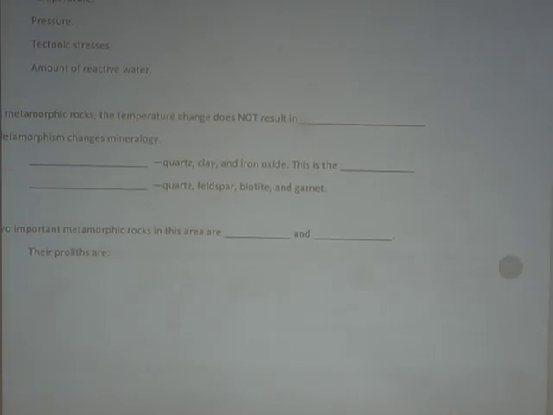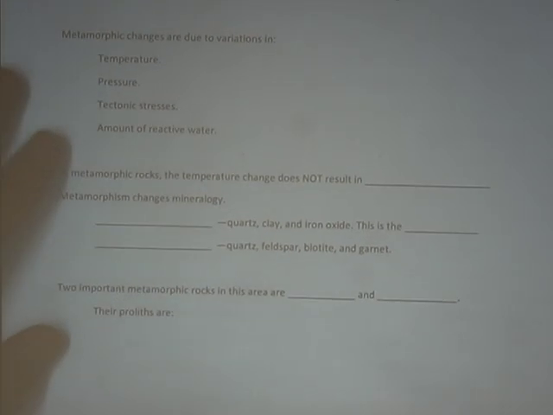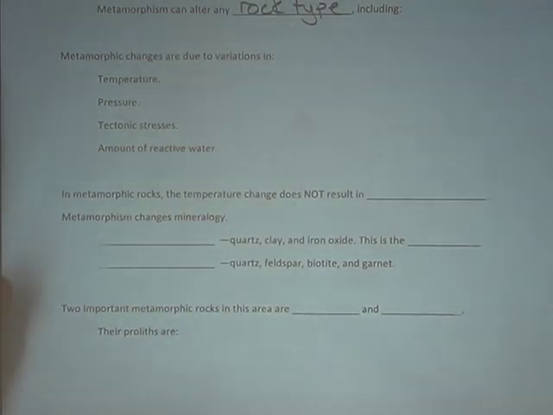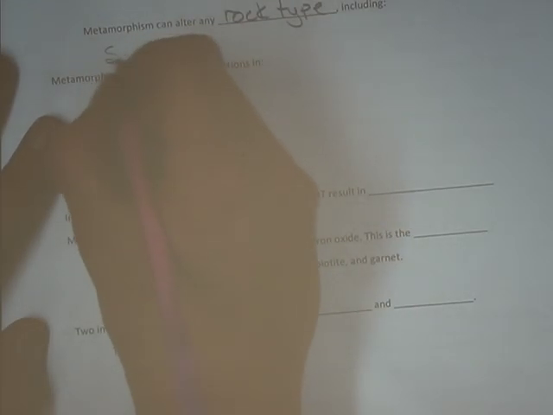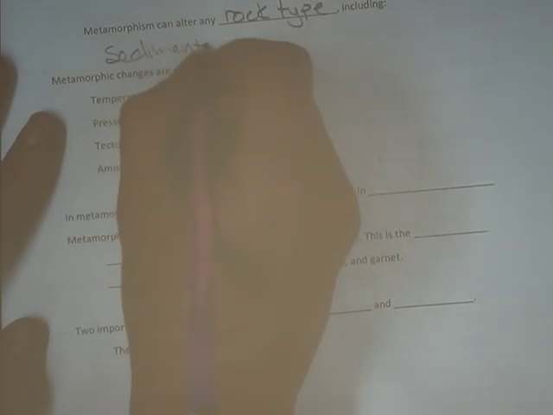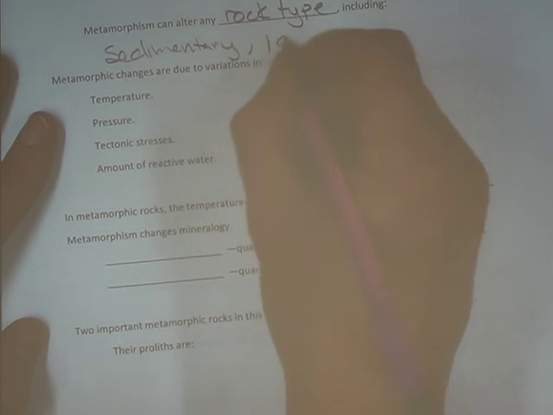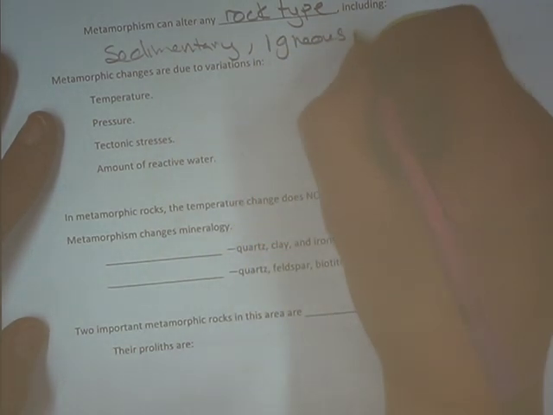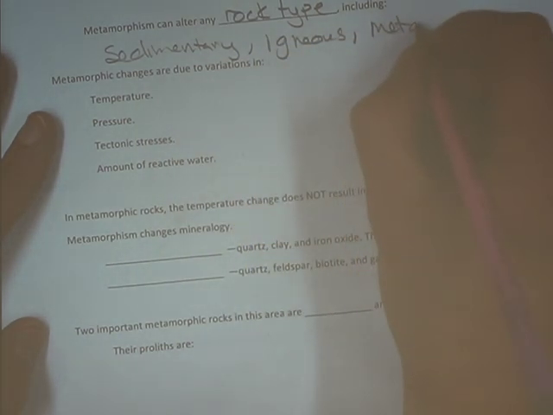Okay. So metamorphism can alter any rock type, including sedimentary, igneous, and metamorphic.